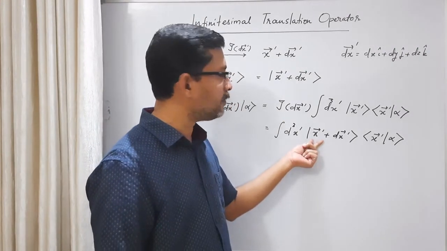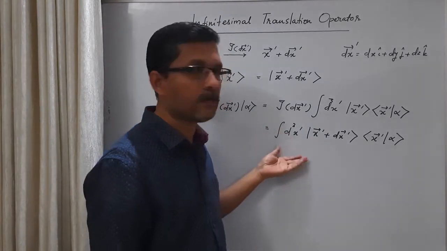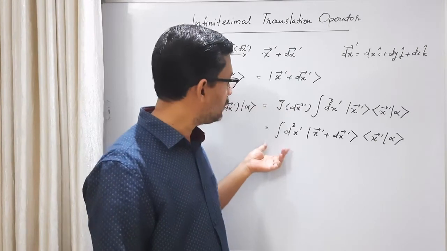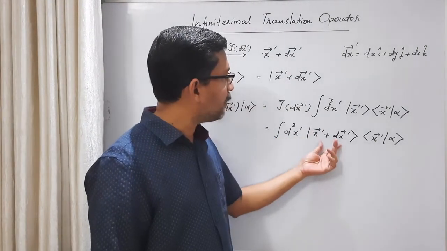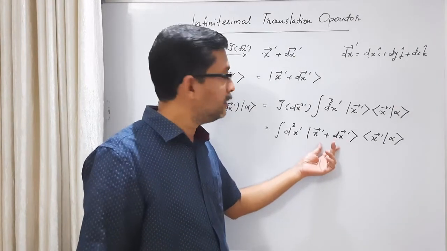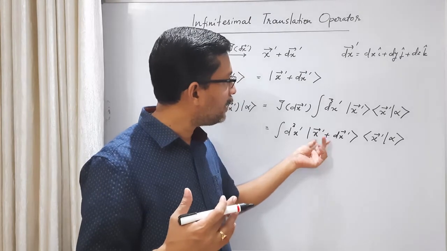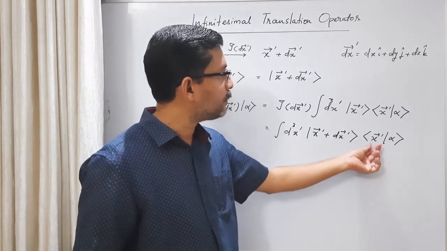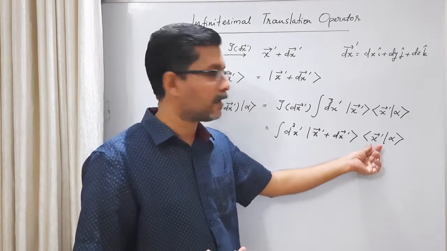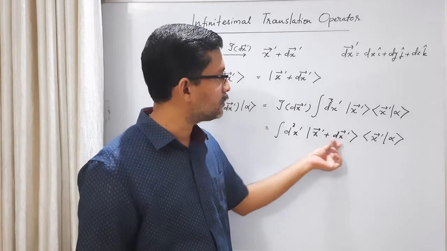See, this x prime is a dummy index. We are integrating over this x prime over the entire space. It's a triple integral, a volume integral. So since this x prime is a dummy index, we can vary it. Suppose we shift this x prime by an amount dx prime, so that x prime goes to x prime minus dx prime. Then here also x prime goes to x prime minus dx prime, so this will cancel.